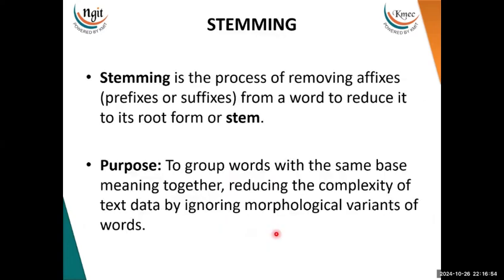So what did you understand by this stemming? It is just removing of your affixes, that is your prefix or suffix or infix from a word to reduce it to its base form or the root form or stem we say. So the purpose is to group words with the same base meaning together, reducing the complexity of text data by ignoring morphological variants of words.